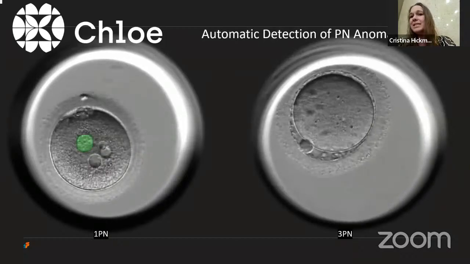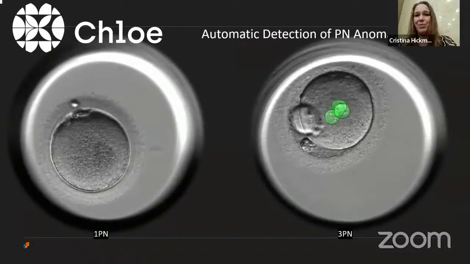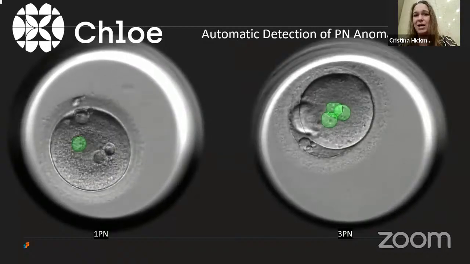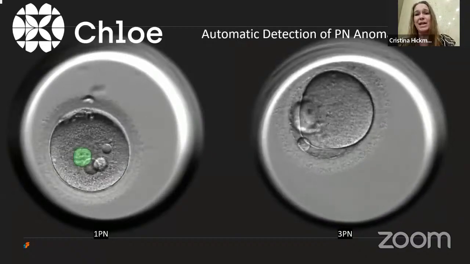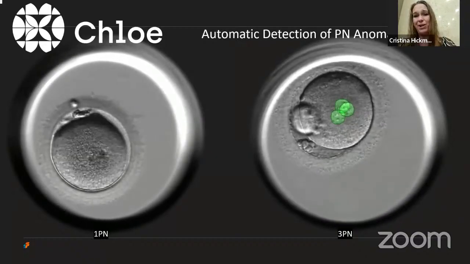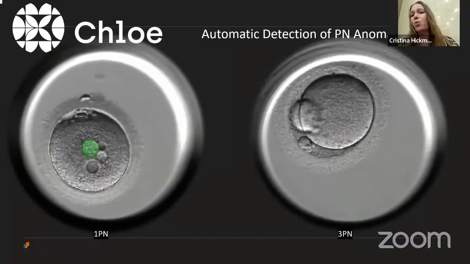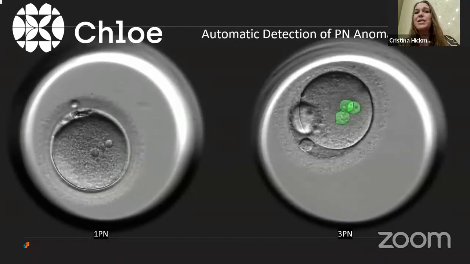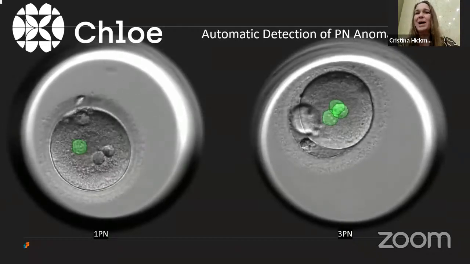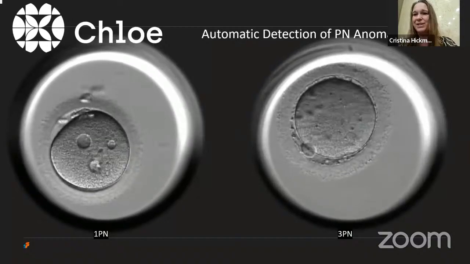Now, this isn't normal, and it can be missed sometimes by the embryologist, but Chloe is there to help support the embryologist by saying, look, we're highlighting here for you. This one has one and this one has three. Now, Chloe cannot work on its own. In fact, the best way is to get Chloe together with the embryologist. So the embryologist is there supervising the artificial intelligence. Next slide.